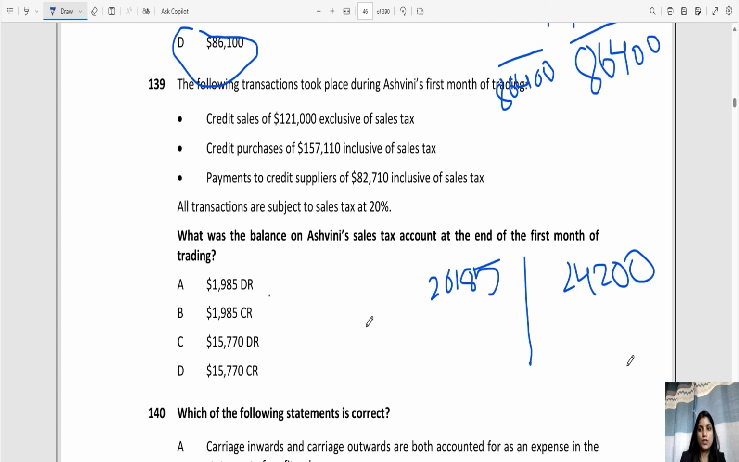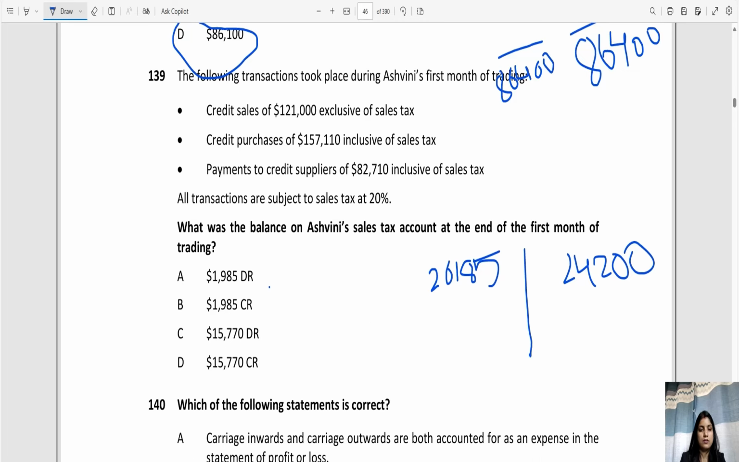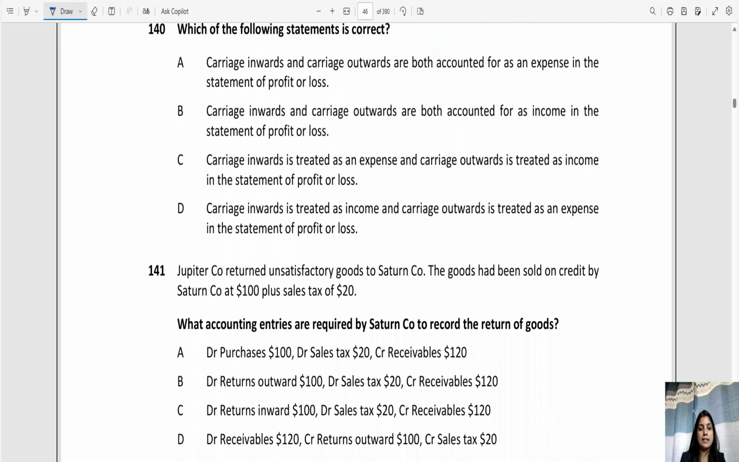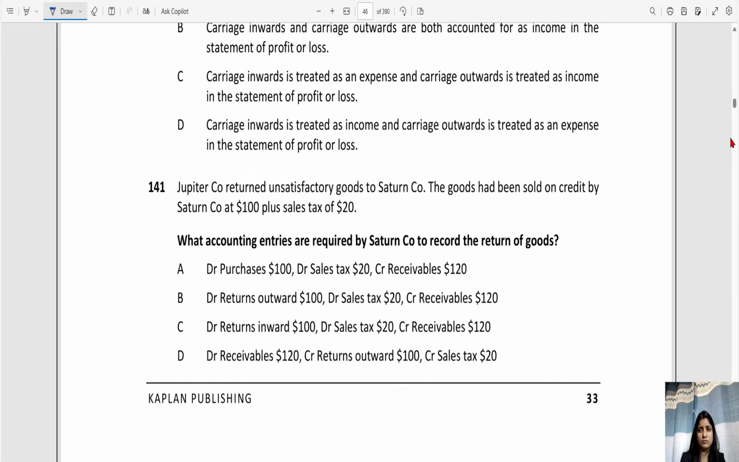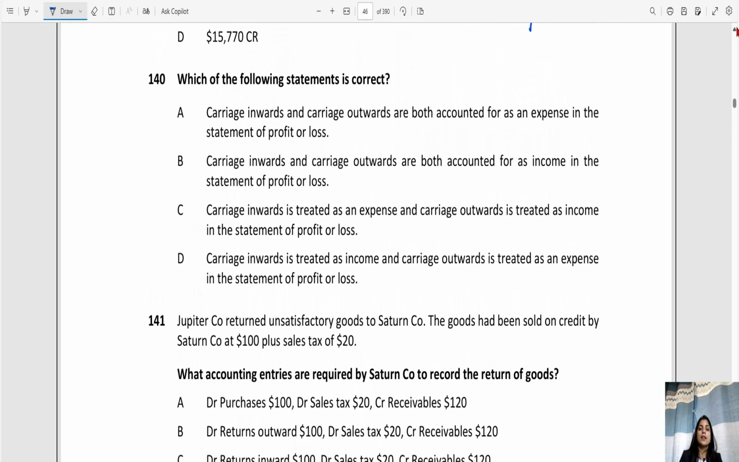Okay. So next question we have. Which of the following statements is correct? A. Carriage inward and carriage outward are both accounted as an expense in the statement of profit or loss. Yes. Basically, carriage inward means the expense or charges you incurred in relation to delivery while purchasing the goods, and carriage outward means the delivery charge you incurred when delivering the goods to your customer. So both are expense. It's correct.